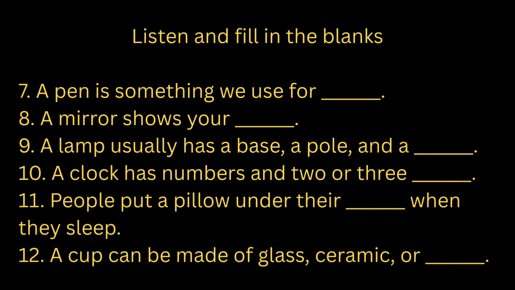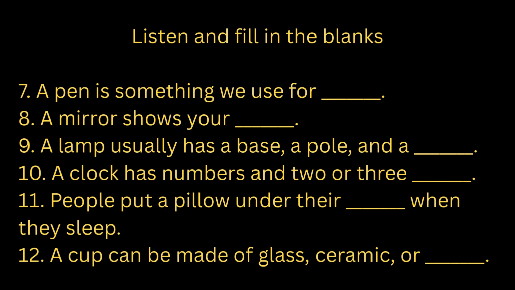Another common object is a pen. A pen is something we use for writing. It is small and light. Pens can be blue, black, or red. Some pens are made of plastic, while others are made of metal. A ballpoint pen is very common. Some pens have a cap, and some can be clicked to open.